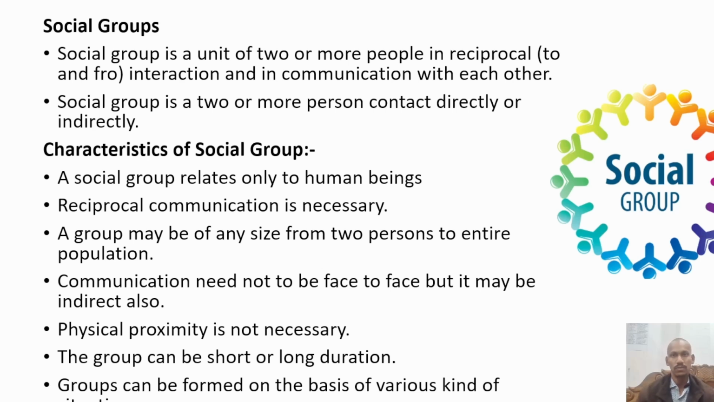So today we are going to talk about social groups. Now what is a social group? A social group is a unit of two or more people in a reciprocal, that means to and fro, interaction and in communication with each other.